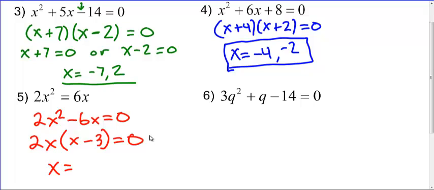If 2x equals 0, then x would have to be 0. That's the only way that can happen. If x minus 3 equals 0, then x would have to be 3. Again, we're using the zero product property.